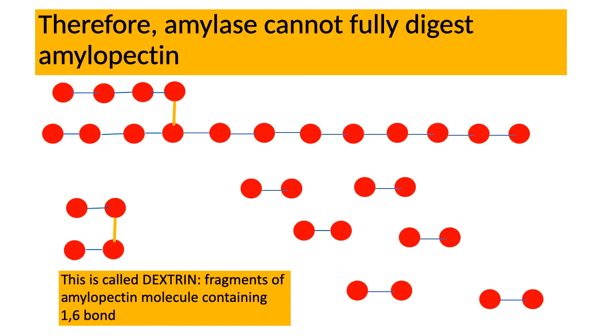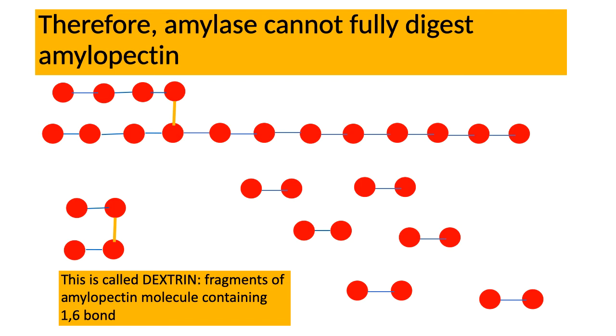Why? Because amylase can only cut the blue lines. Every 2 glucose, the blue line or the 1,4 glycosidic bond can be broken by amylase. However, the yellow bond, which is the 1,6 glycosidic bond, cannot be cut by the amylase.